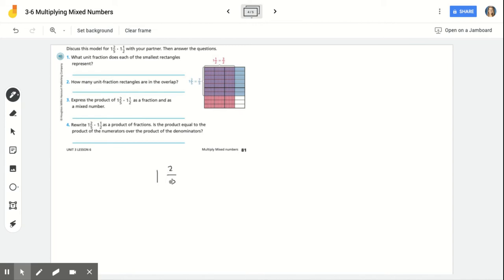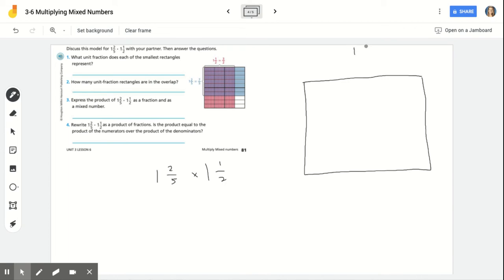1 2/5 times 1 1/2. And we're going to use an array to solve this. Again, you need a fairly large array. So go ahead and draw a square array on your piece of paper. And we're going to go factor by factor, one at a time. So let's just start off with 1 1/2. I'm going to label 1 1/2 up here. I'm going to leave a little bit of space, though, as you can see. So you leave space as well.